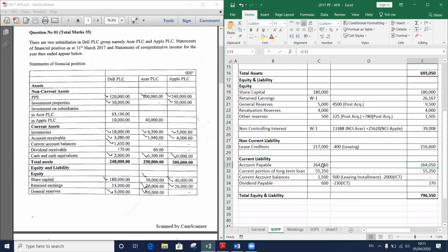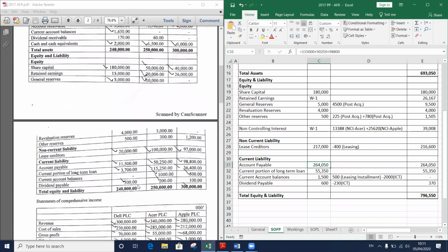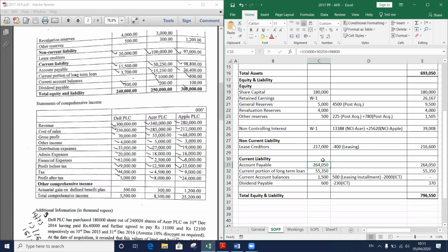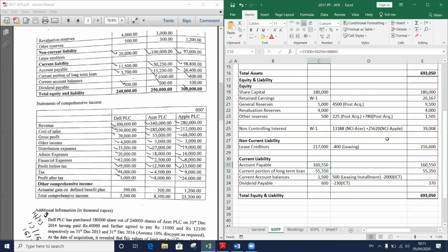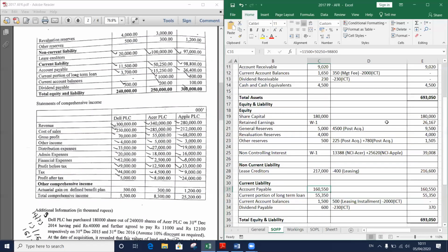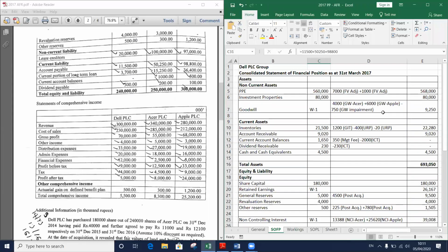Accounts payable. Companies: Dell PLC 11,500 plus 50,250 plus 98,800, all together 160,550. Okay, balance sheet total balance 693,050. Unfortunately, still our sum is not finished.